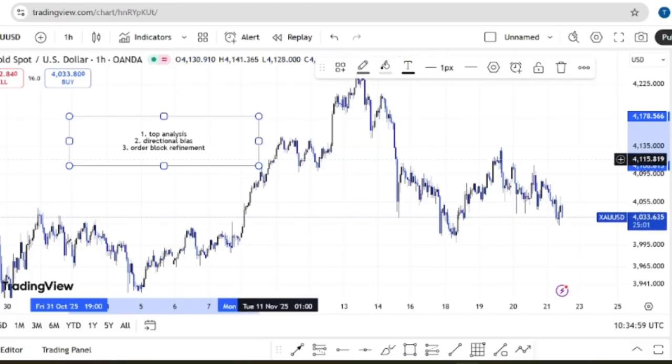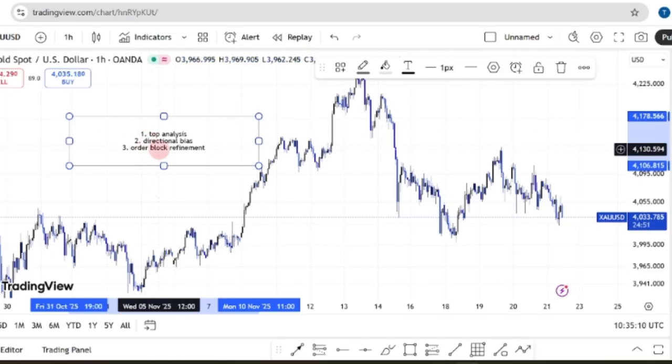So you can see what we have here on my screen. The first one is top-down analysis, followed by directional bias, and the last option is order block refinement. This is what we'll be using in today's lesson, and I'll be breaking it down one after the other, so you get to understand gold and how to trade gold profitably. Let's go into the chart.